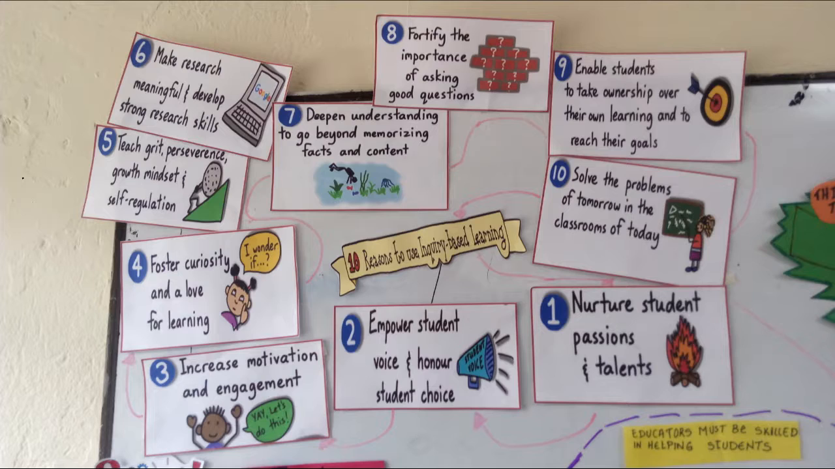4th reason. Foster curiosity and a love of learning. There are 4 stages of curiosity. The first one is process. Tell me what to do. Learner needs in this stage repetition, instruction more than once, instruction in multiple forms. For example, using the voice, using the board, or another kind of resource.